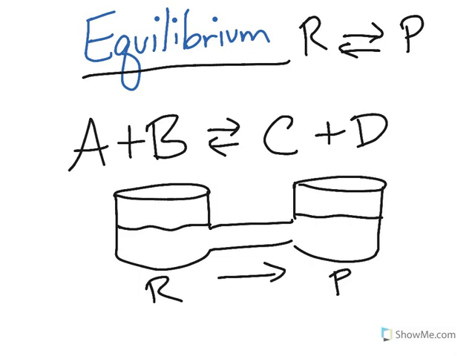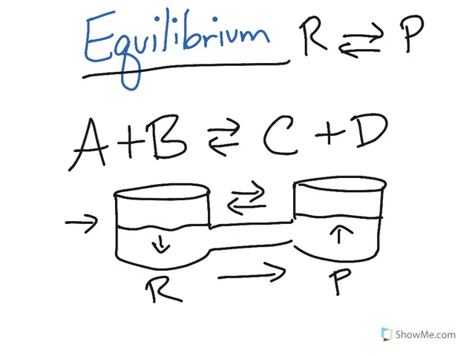Once it starts to shift this way, the amount of products will increase and the amount of reactants will decrease to compensate for the new addition on the reactant side, so that the levels are going to be equal again. Now, think about equilibrium as not the levels being the same, but more like the amount of water going to the right is equal to the amount of water going to the left. That's what equilibrium really means.